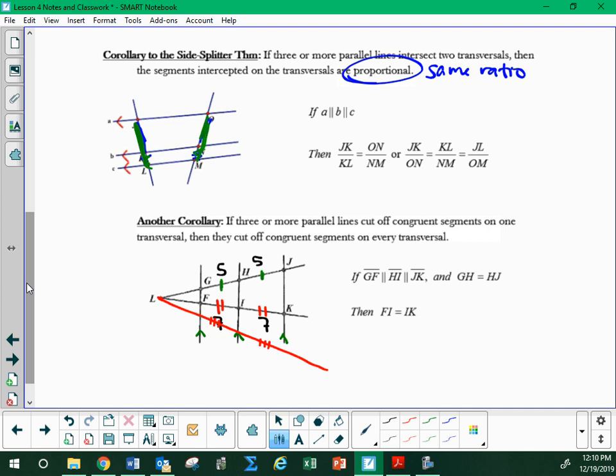Okay. So again, side splitter pieces are proportional. Our corollary side splitter is saying the pieces are proportional. It's just that we have more than 2 parallel lines. So the top one is saying JK over KL is proportional to ON over NN, meaning they have the same ratio. So when I compare JK to KL, so top to bottom, that's the same fraction as top to bottom. Not the same length, but same fraction. Or I could go left to right, same fraction.